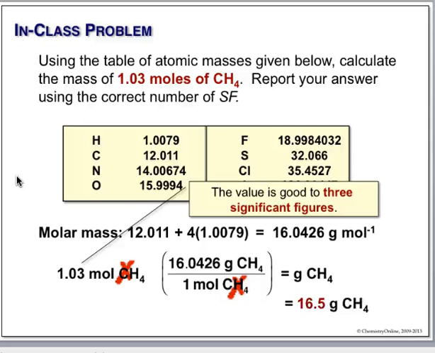So, let's say that you were doing an experiment. And in this reaction that you were going to do, you needed 1.03 moles of methane. By this simple calculation, all you have to do is weigh out 16.5 grams of it. And that will be exactly as many particles as in 1.03 moles. Now that's kind of neat, isn't it?